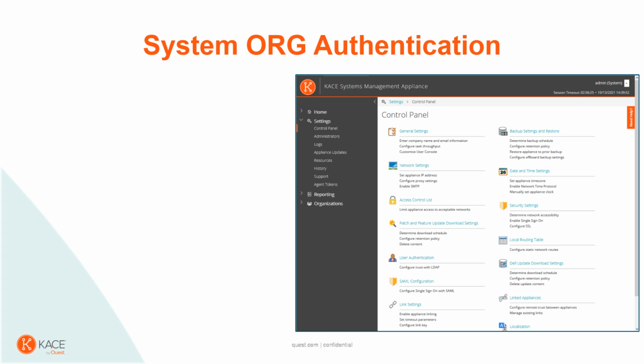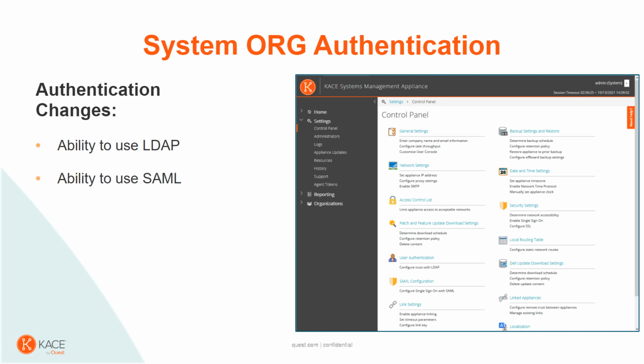On appliances with an organization's license, some things have changed as far as system org authentication is concerned. We can now leverage LDAP and SAML for authentication into the system org. Both configurations mirror that of what is available within the individual orgs, so I won't go into detail on the configuration of the features. The configuration sections for both are located in the system org at Settings, Control Panel.